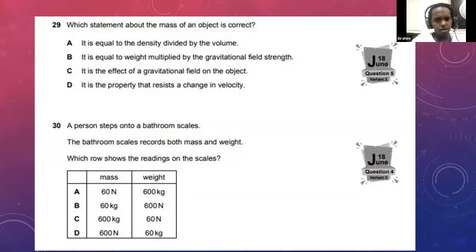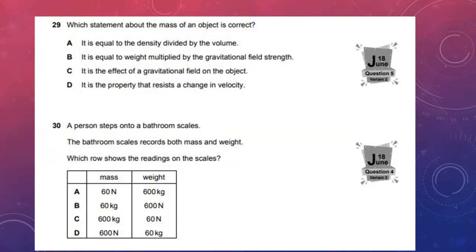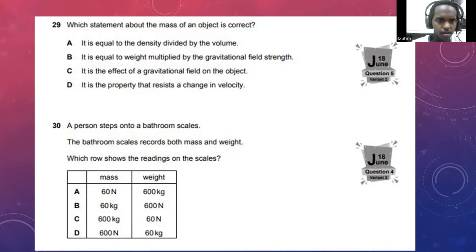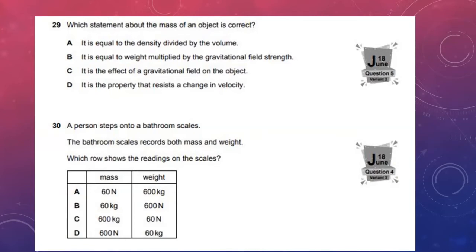The answer, let me think. The answer is it equals the weight multiplied by the gravitational field strength, B. You mean the mass equals the weight multiplied by gravitational field strength? It's answer B. B answer? No.